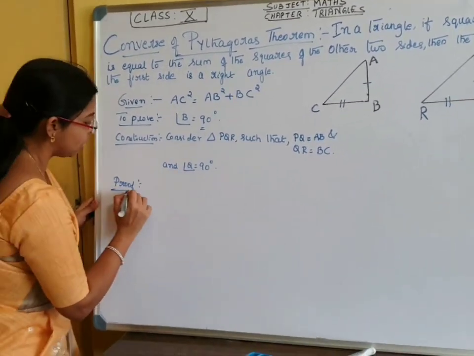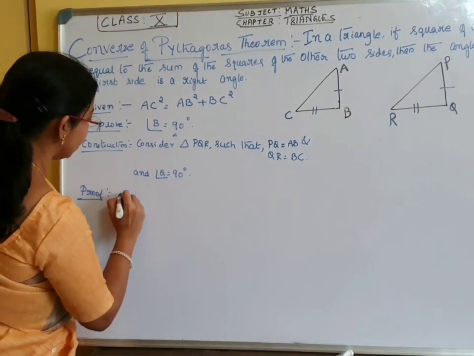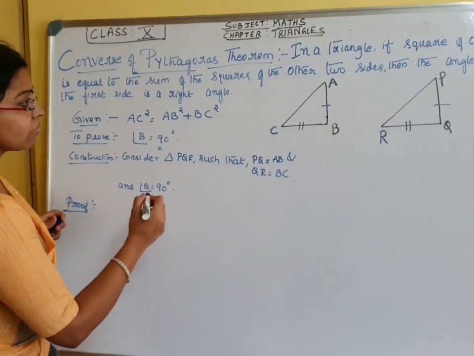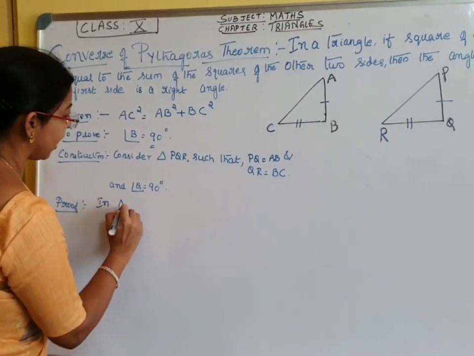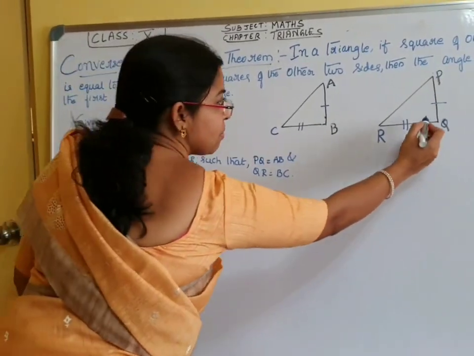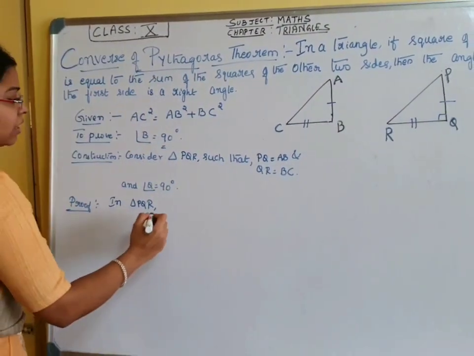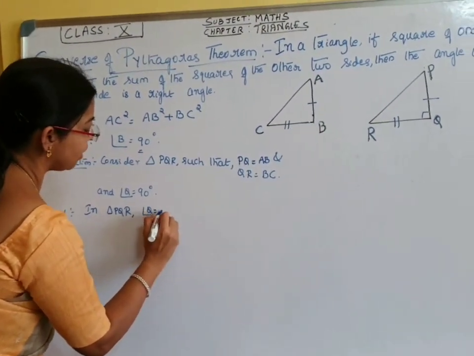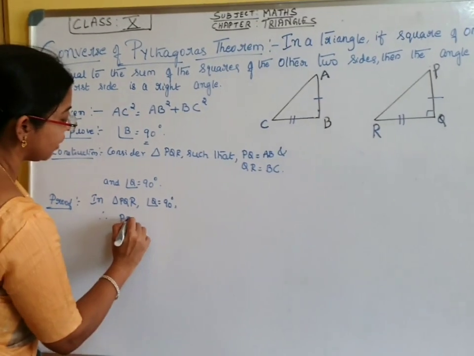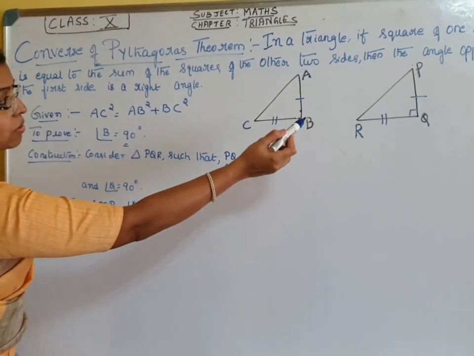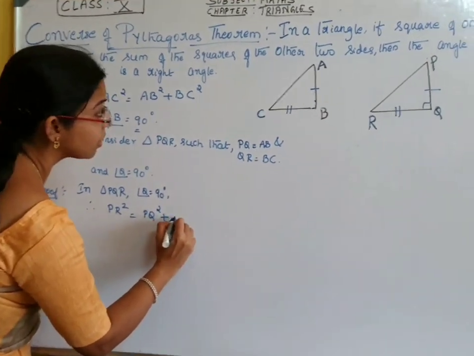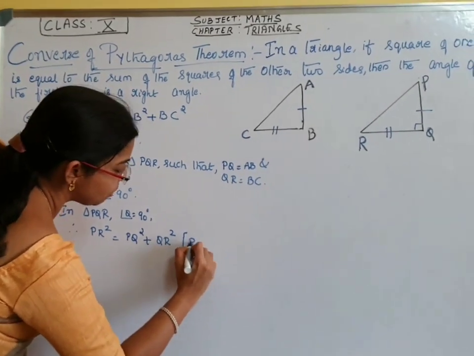We will go to the proof. We know that in triangle PQR, Q is 90 degrees. This is by construction. Therefore, by Pythagoras theorem, we conclude PR square, the side which is opposite to 90 degrees, PR is the hypotenuse, is equal to PQ square plus QR square. This is by Pythagoras theorem.